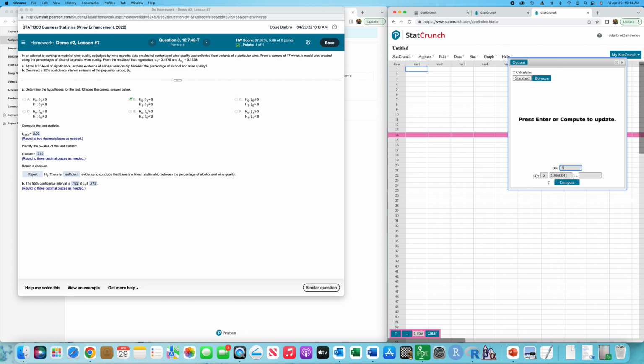Now I need the area in either the right tail or left tail. So I'm going to just do the right tail, so 2.93.